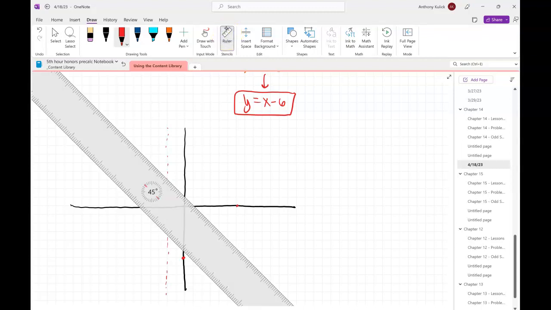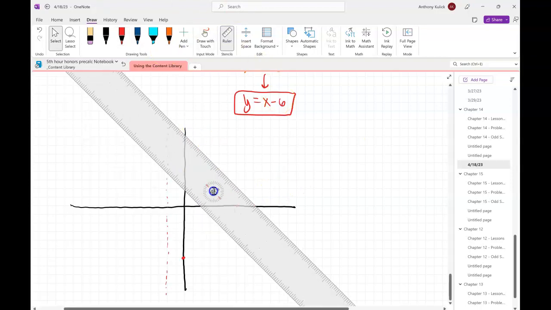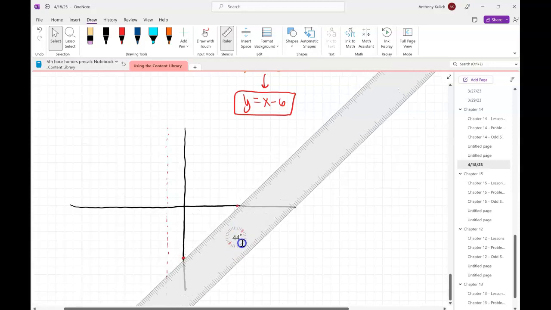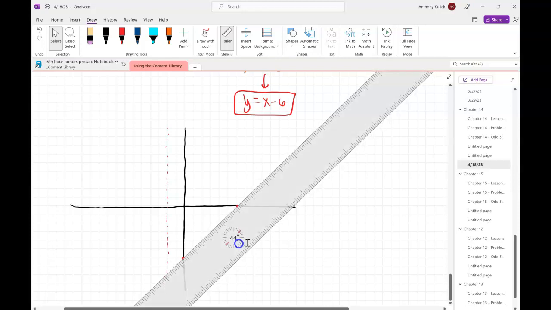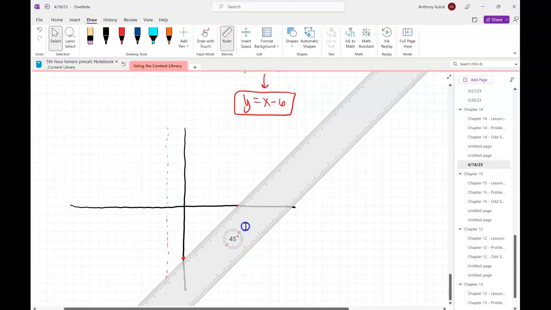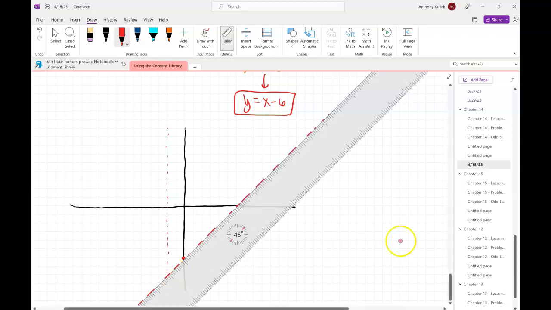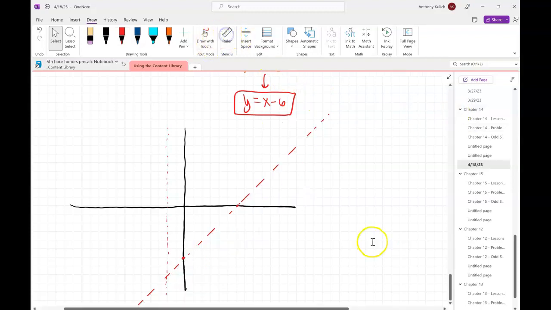And I'm going to try to be reasonably accurate here. All right. You OneNote users, who knew you could do this with the ruler thing? That's pretty righteous, isn't it? It's totally righteous, dude.